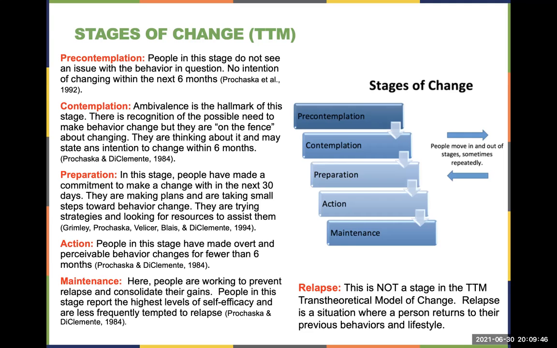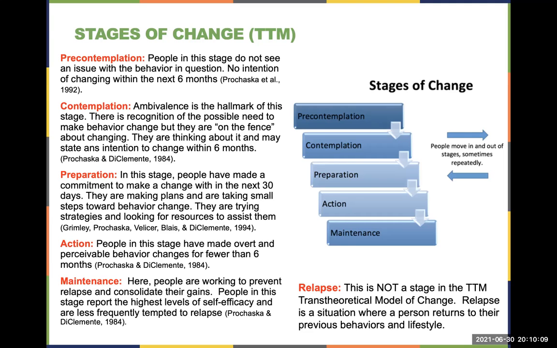The next stage is known as the preparation stage. In this stage, people have made a commitment to change within the next 30 days. So in other words, they've resolved that ambivalence. They've moved out of the contemplation stage of change. And they're saying, okay, I recognize I got these problems. This really sucks. I need to make a change. And that person might begin making changes, right?